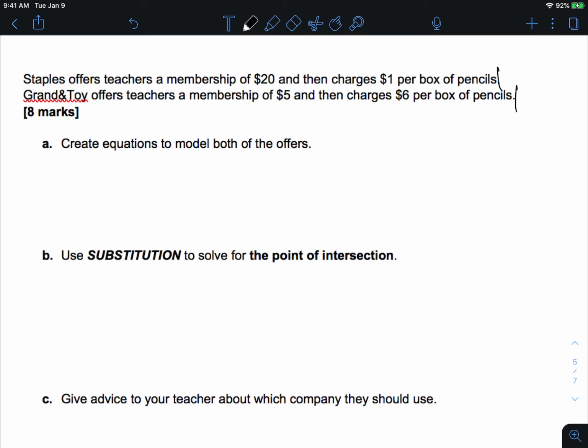So you want to create the equations for these two models, okay? Really, the word problem is just giving you context around the work we're doing. You want to advise a teacher which company, Staples or Grand & Toy, they should go to. Which is more cost efficient? Depending on how many boxes of pencils they're going to need to buy, right? So we're doing the exact same work anyway.